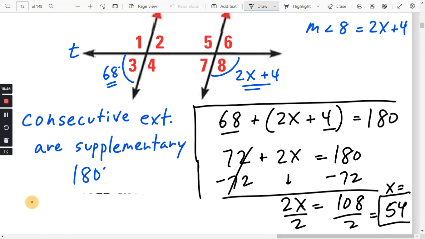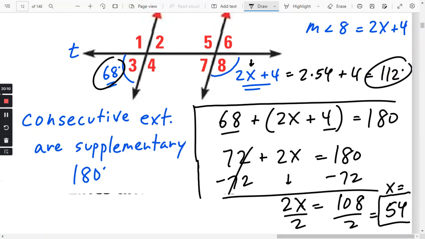Okay, they only asked for x. If you wanted to check, you can plug in 54 and you'd have 2 times 54 plus 4. That would be 108 plus 4, which is just 112. And then if you said 112 plus 68, you would get 180. So that's exactly what we wanted. But they only asked for x. They didn't ask for the actual angle.